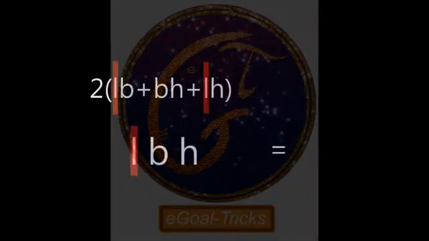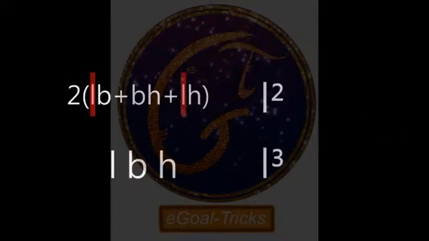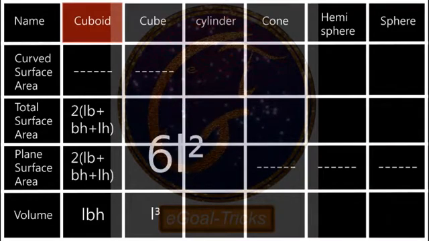Therefore, L cube in the third row; 1, 2 is L square. Then 3 times 2 is 6, so 6L square. Just copy this step in the second row: 6L square.